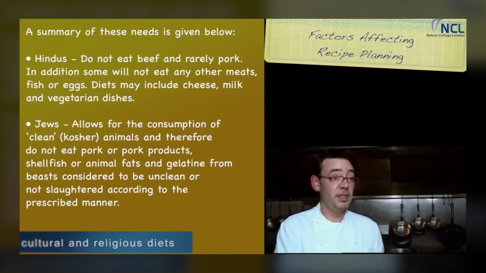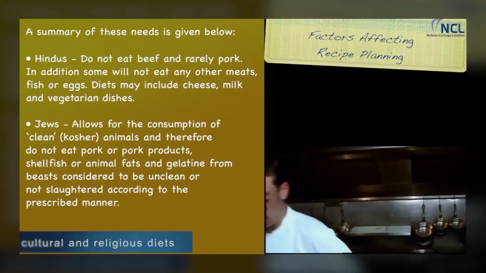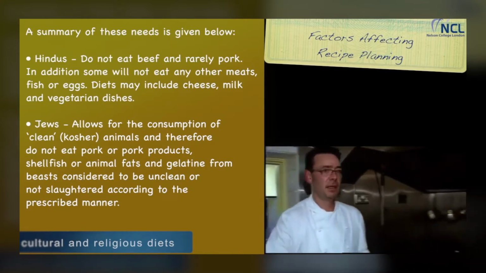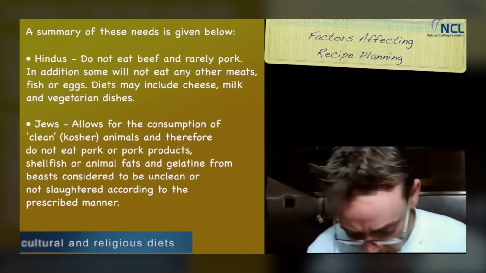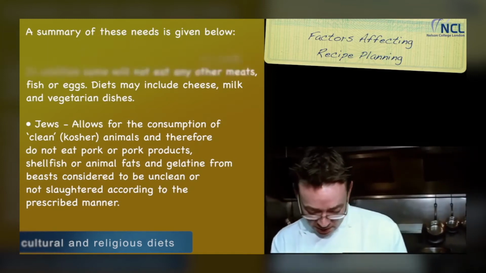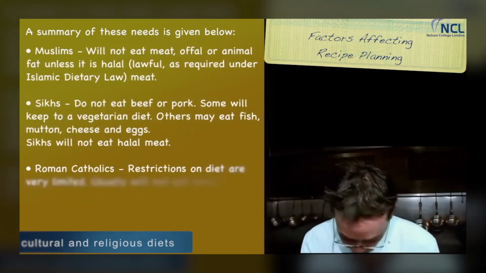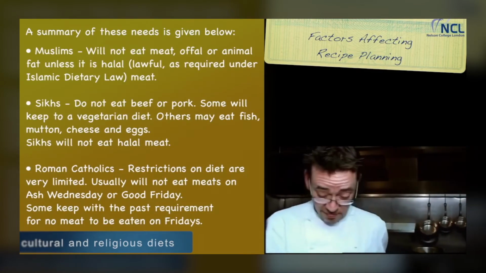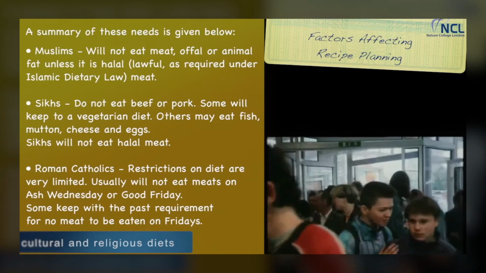Jews allow for the consumption of clean or kosher animals and therefore do not eat pork or pork products, shellfish or animal fats, and gelatin from beasts considered to be unclean or not slaughtered according to the prescribed manner. Muslims will not eat meat, offal, or animal fat unless it is halal meat.